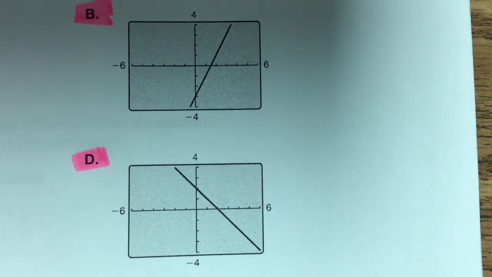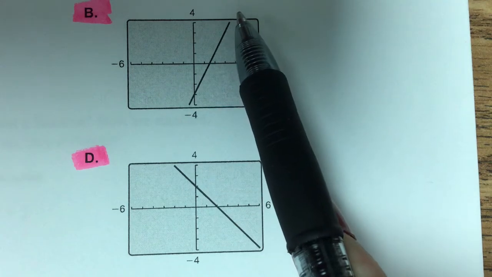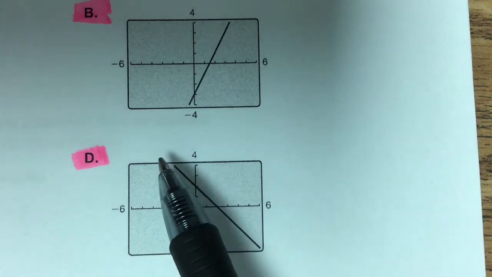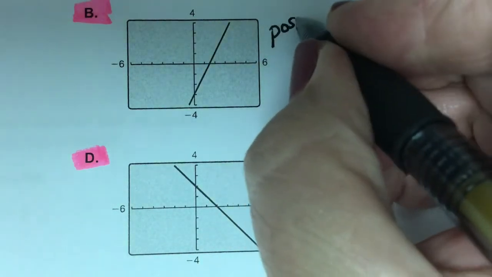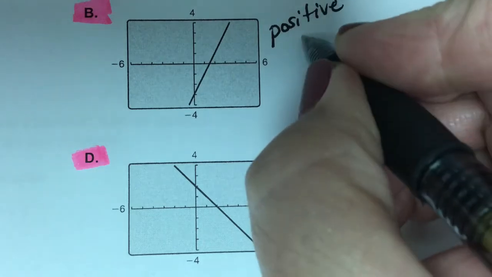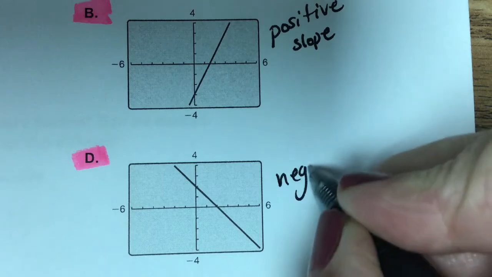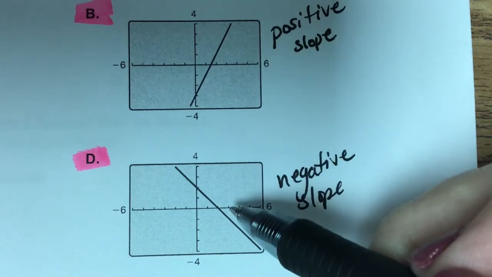Well, I believe that you learned in 8th grade about positive and negative slope. This line rises to the right, so it has positive slope. This line falls to the right or rises to the left, so it has negative slope. So I'm going to use that when I'm deciding which of those two problems above are either B or D.